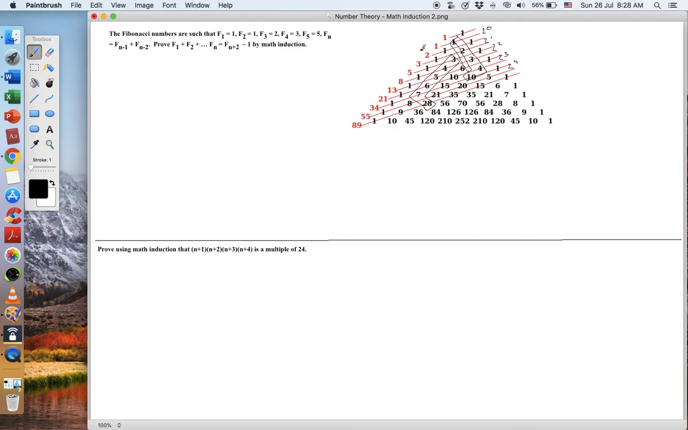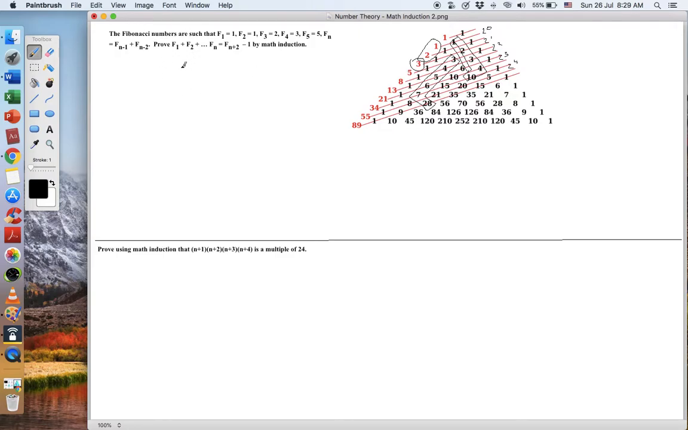So the Pascal's triangle is not really related to our math induction problem here, but it is full of interesting phenomena, including Fibonacci numbers, which are given by 1, 1, 2, 3, 5 for the first 5 terms. And basically what we're saying is that any nth term is equal to the sum of the previous 2 terms.